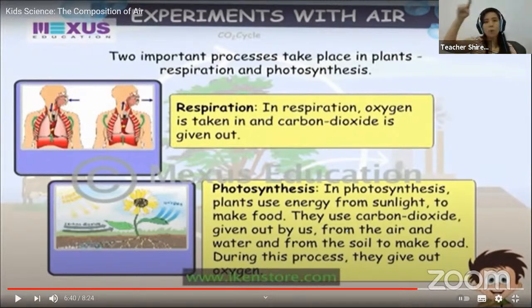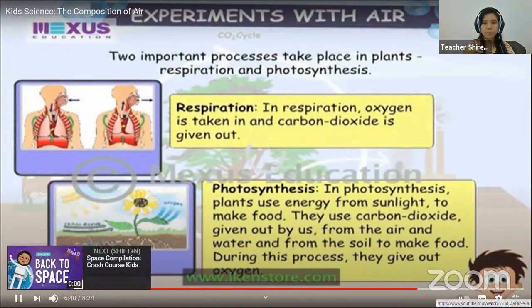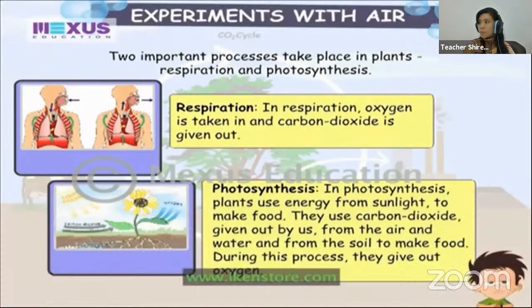So that is how we have a complete cycle. Human respiration and plant photosynthesis, we exchange. We want oxygen, they want carbon dioxide. We exchange. So in the morning, it's perfect, but not at night. Carbon dioxide given out by us, from the air and water and from the soil to make food. During this process, they give out oxygen.